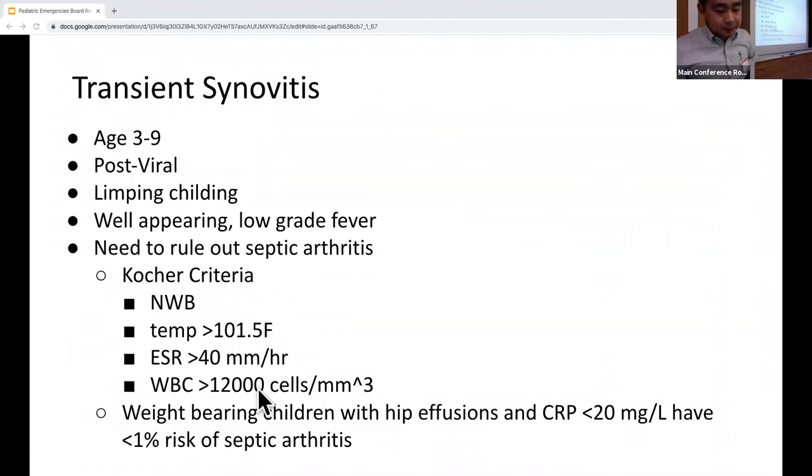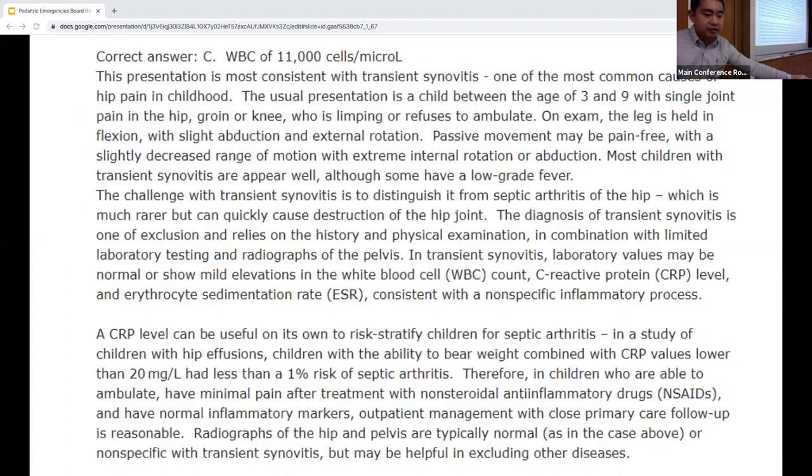That being said, there are studies that show that weight-bearing children with hip effusions and a CRP less than 20 milligrams per liter have a less than 1% risk of septic arthritis. So anything more than 20 milligrams per liter, or 2 milligrams per deciliter, should raise your suspicion for septic arthritis in this kind of patient. So just be careful about that.